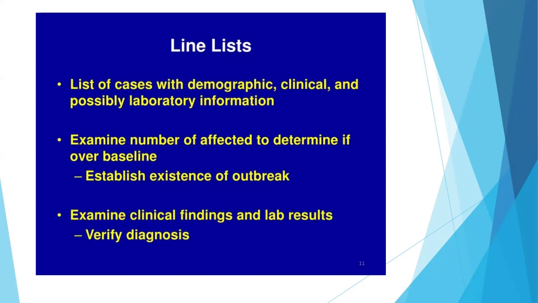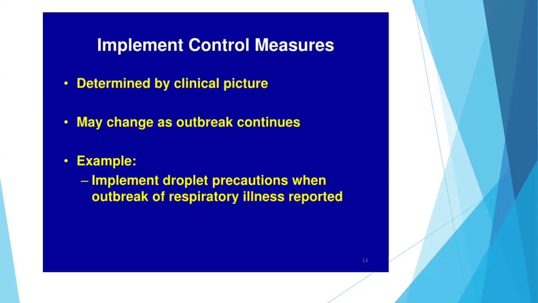If it is not an outbreak, we need not worry, and it can be managed at a local level. Then we need to examine the clinical findings and lab results. This will verify the diagnosis. And then we need to implement the control measures, which are determined by the clinical picture and may change as the outbreak continues. For example, we need to implement droplet precautions when an outbreak of respiratory illness is reported. Okay, we tell the public to wear masks.